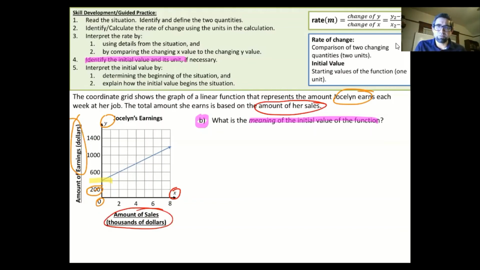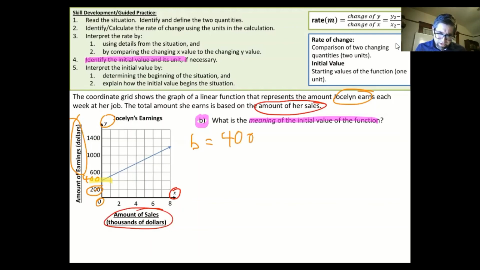The next line is going to be 400. So let me go ahead and write 400 right here. And what I see right away is that my initial value in this situation is 400. So let's go ahead and write that. I'm going to write B, the variable we use for initial value, is equal to 400.